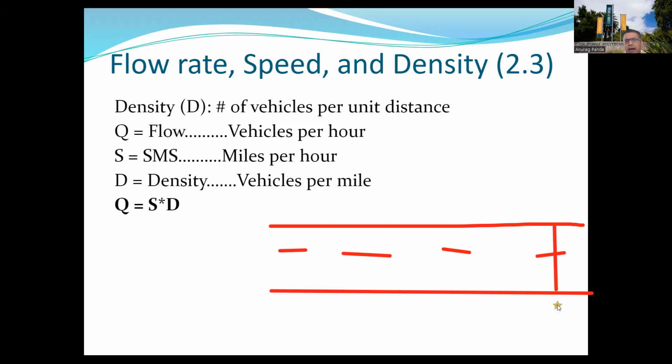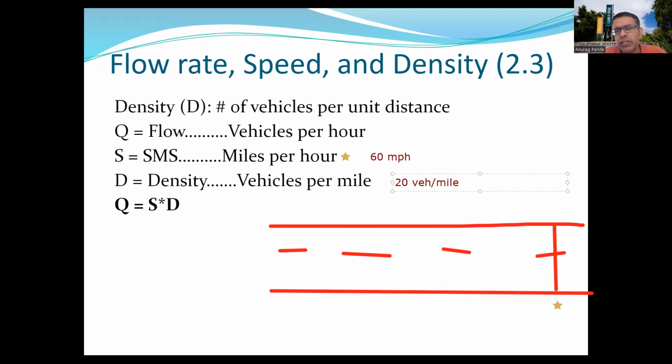Now, as cars pass by, let's say on a space mean speed basis, on average, the space mean speed is 60 miles an hour. So let's say the cars are moving at 60 miles an hour. If this flow is in steady state, and I look at each mile segment of the highway, I have 20 vehicles per mile as my density.